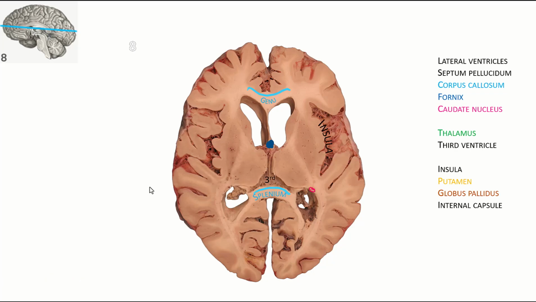So we have the corpus callosum in light blue with the specific regions. We have the fornix. The caudate nucleus again is butted right up against the lateral ventricle with the putamen and globus pallidus. And then we have the thalamus, the large structure there. And then we have the internal capsule. We have the anterior and the posterior leg of it.